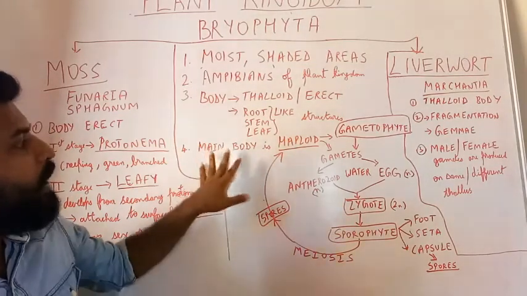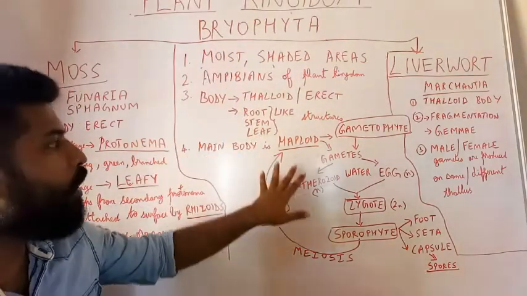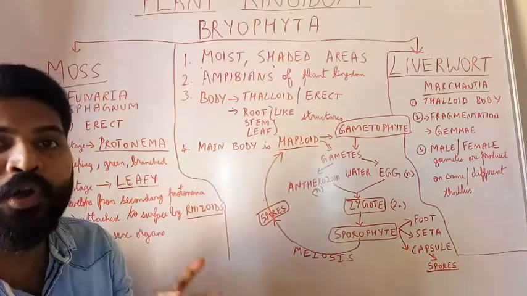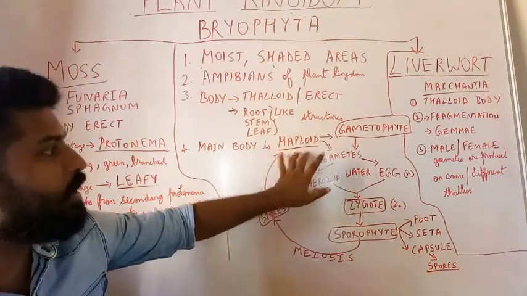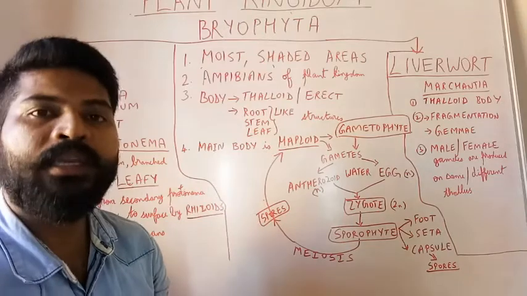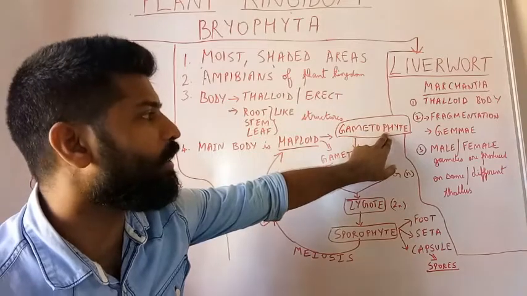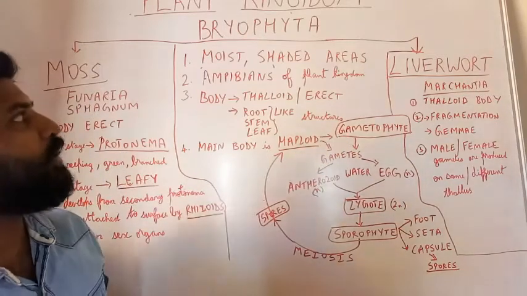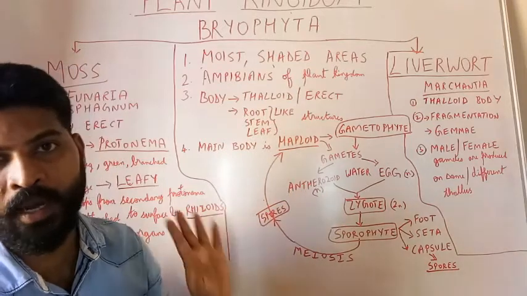The main body of the Bryophytes is haploid in nature, meaning it contains half the number of chromosomes, and this is the one that produces the gametes. Therefore, the main plant body in Bryophyte is a gametophyte. Phyte means body, the body that produces gametes. In Bryophytes, gametes are produced either on the same plant or on two different plants.